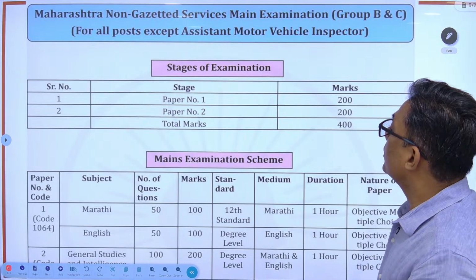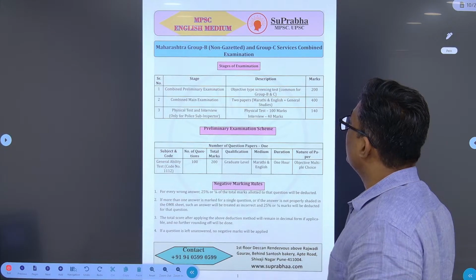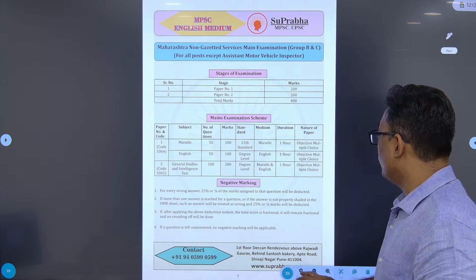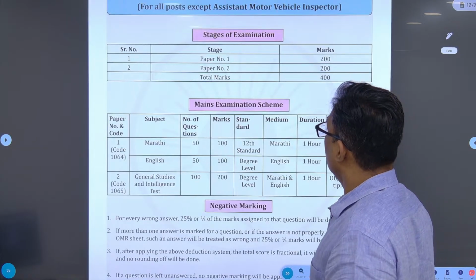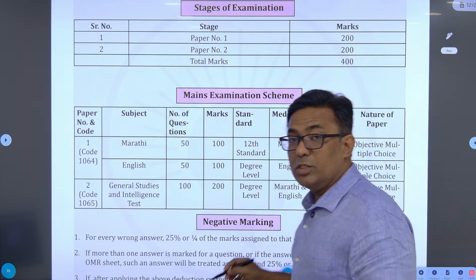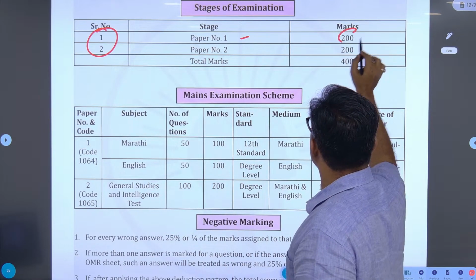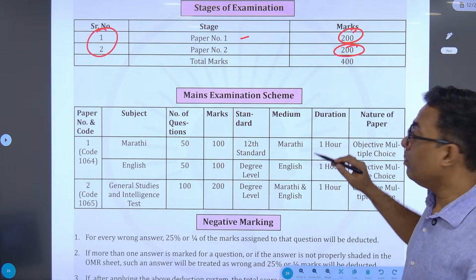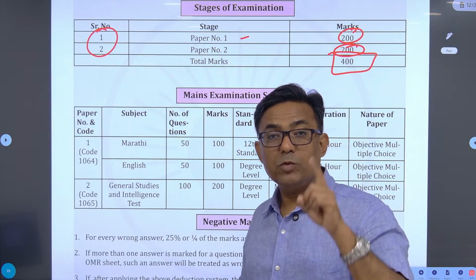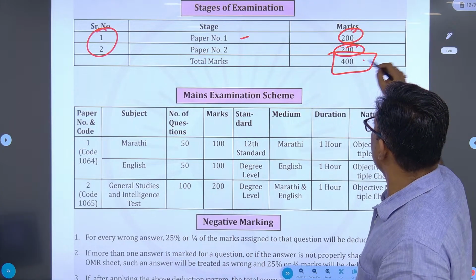Okay, next is mains. After the prelims, the next stage is mains. Let me zoom for you. So this is the mains part. In mains, now this is very important, you have got two papers. Paper 1 for 200 marks and paper 2 for 200 marks. So the total mains is for 400 marks. Prelims is just for 100 marks, one paper, but in mains you have two papers of 200 marks each, that is 400 marks.